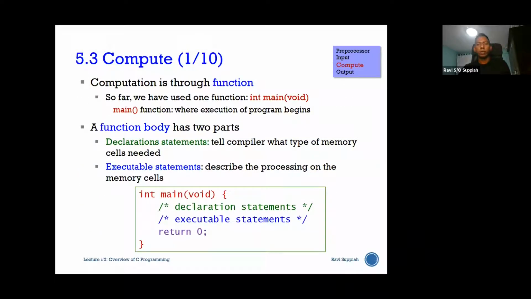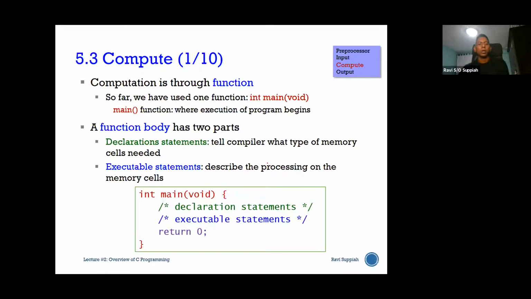Okay, so we have looked at preprocessor, we looked at input. Now we're going to look at the compute part. For the compute part, basically it is what do you want this function to do? So you get some input. After you get the input, what do you want to do? Let's say it's a calculator: you get the actual data, you get the operation, then you perform the operation and you finally give the result.